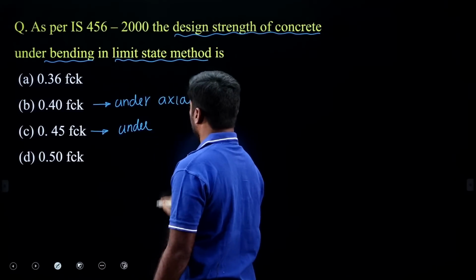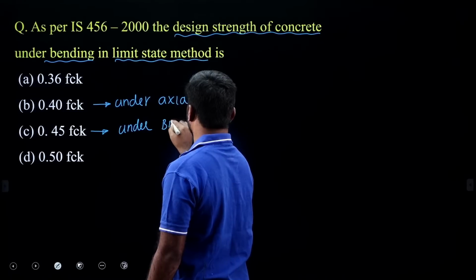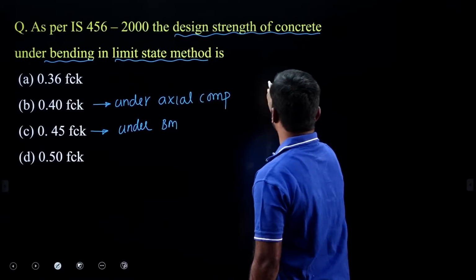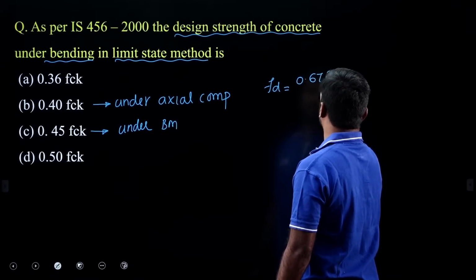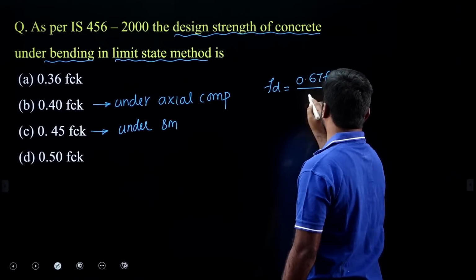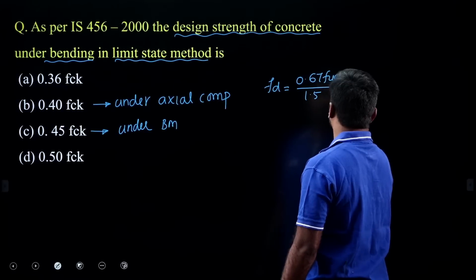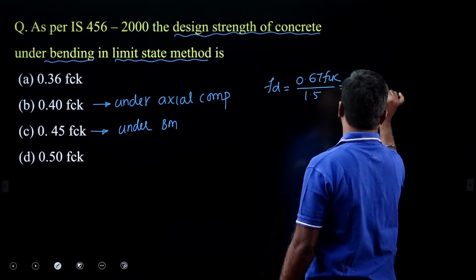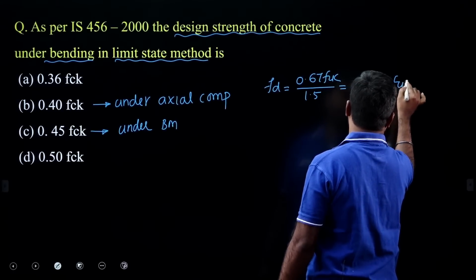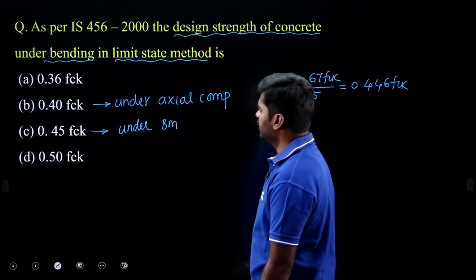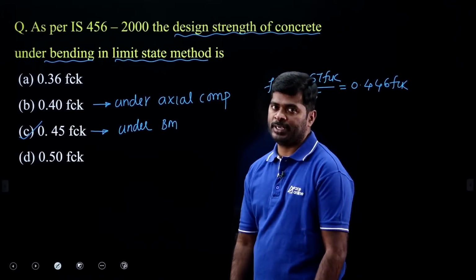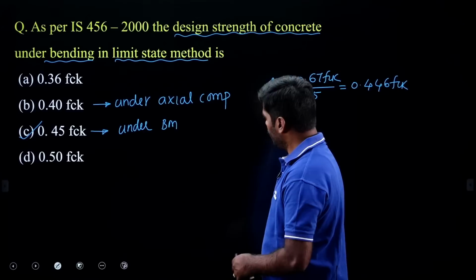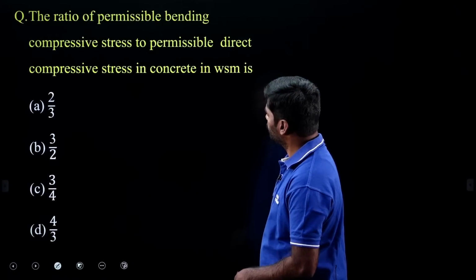Next, design strength of concrete under bending, it is 0.446 FCK. Under bending moment, we get design strength FD equals 0.67 FCK upon partial safety factor for concrete. When you simplify this, you will get 0.446 FCK. So, option C is correct. For this question, option C is correct. Okay?